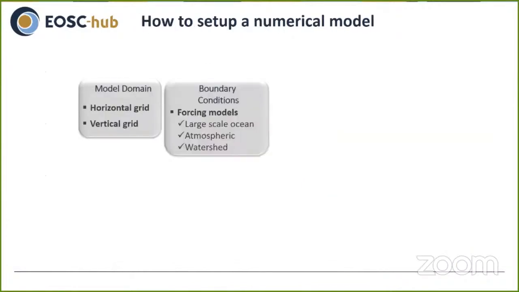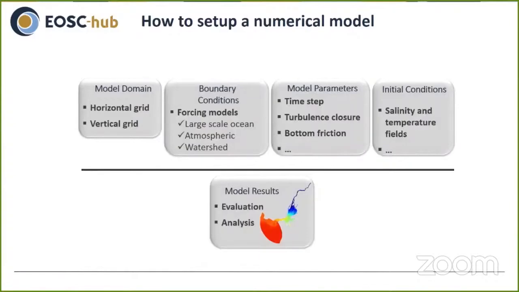So, how do we set up a numerical model? First, we need to specify the model domain, horizontal and vertical grids. We also need to specify the boundary conditions, the model parameters such as the time step or the turbulence closure scheme, and we also need to specify the initial conditions for the variables. Then, the model application requires both calibration and validation procedures to assess the model performances.